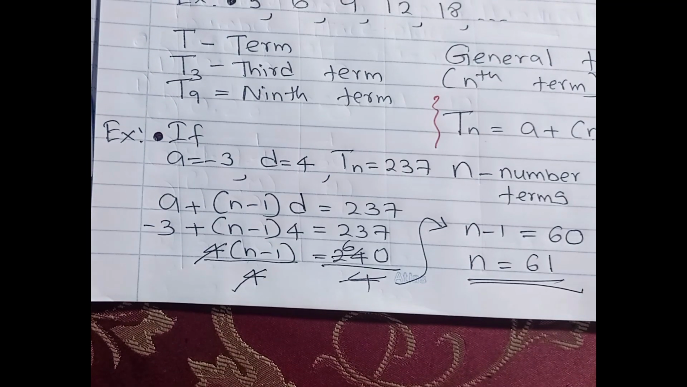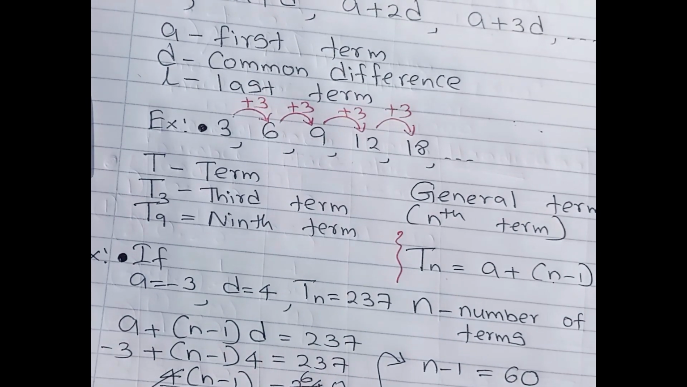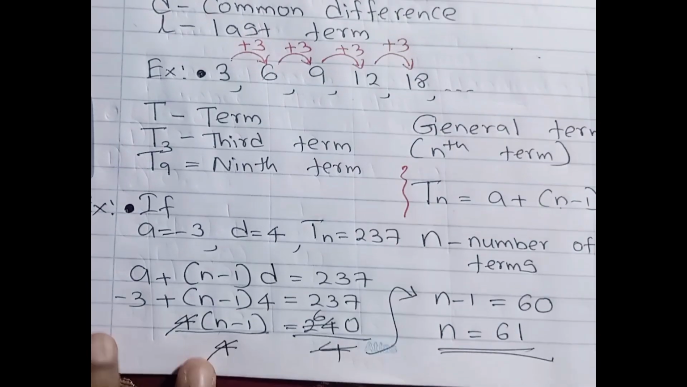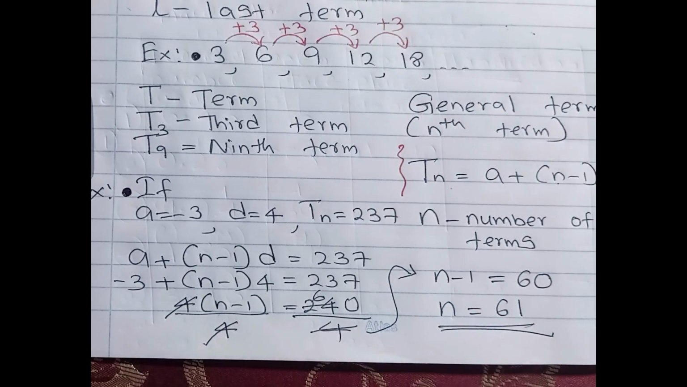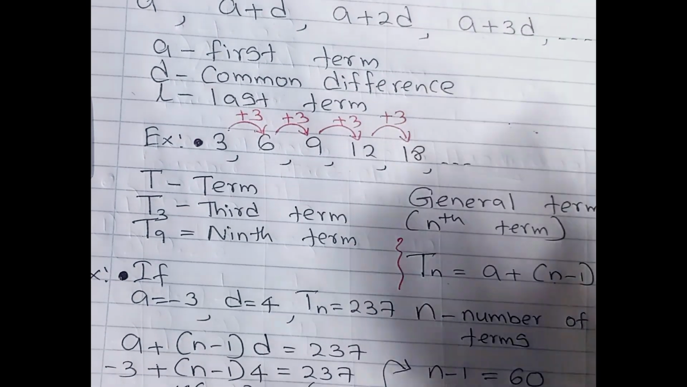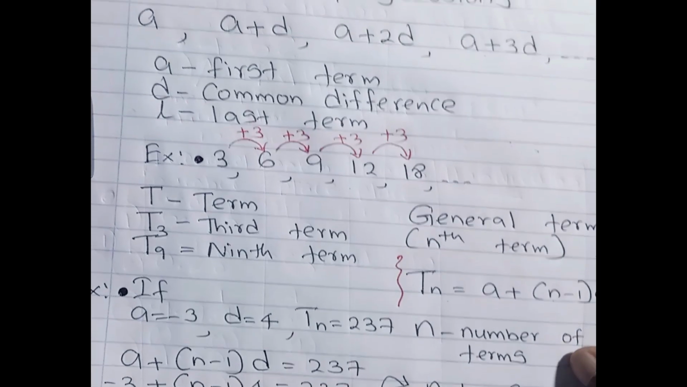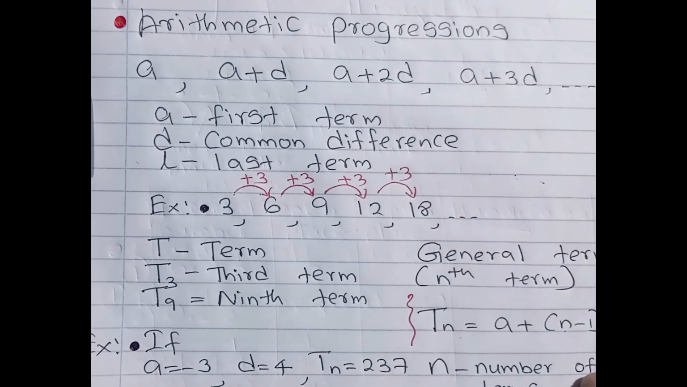I hope you understood all the things. This is the way you have to solve the problems in arithmetic progressions, not geometric. In the next video we are going to discuss geometric progression also. And next time we can go for how to find the equation of the sum of n terms, that means Sn equals, in the next video.